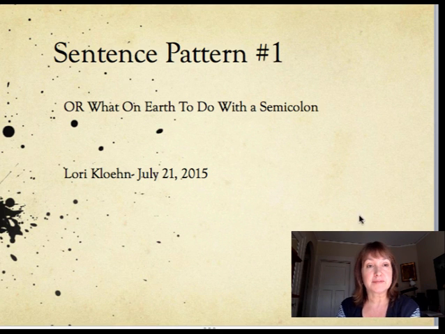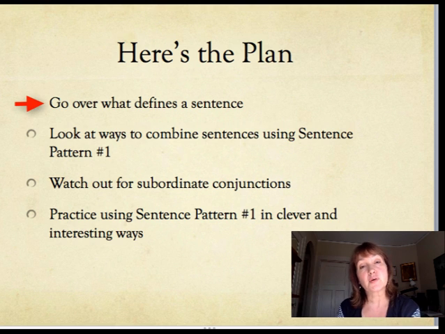Here's what we're going to do for today. We're first going to go over what defines a sentence. We'll look at ways to combine sentences using sentence pattern number 1, give a little warning about watching out for subordinate conjunctions, and practice using sentence pattern number 1 in clever and interesting ways.